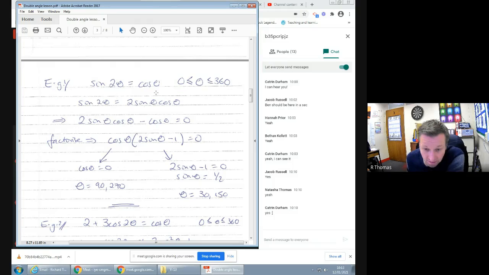Now, if you had loads of spare time, and trust me, you won't, you can check if this is self-marking. You can check if you've done this right. You can chuck in theta is 90 and type in sine of 180 and see if it equals cos of 90. And it does, okay? You can always check your answers on these questions. But believe me, you're going to be pushed for time.